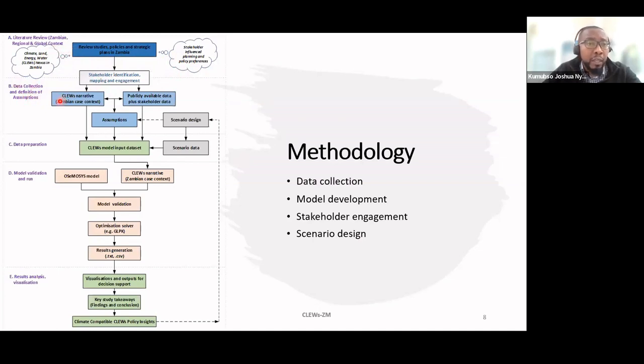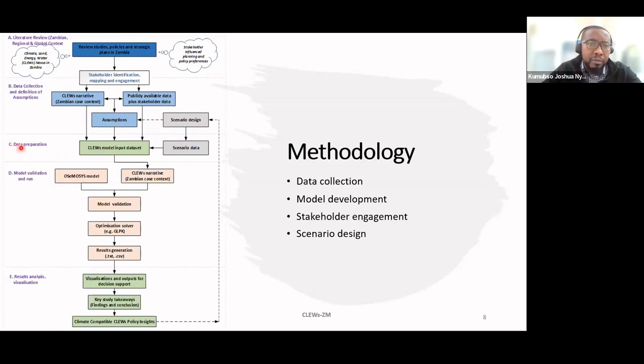Then we start forming the CLEWs narrative in the Zambian context, then assess the publicly available data plus stakeholder data. Then based on that, look at the assumptions for the modeling. With that said, propose scenario design. The scenario design pretty much feeds into the scenario data. Then the assumptions as well feed into the CLEWs model data inputs.